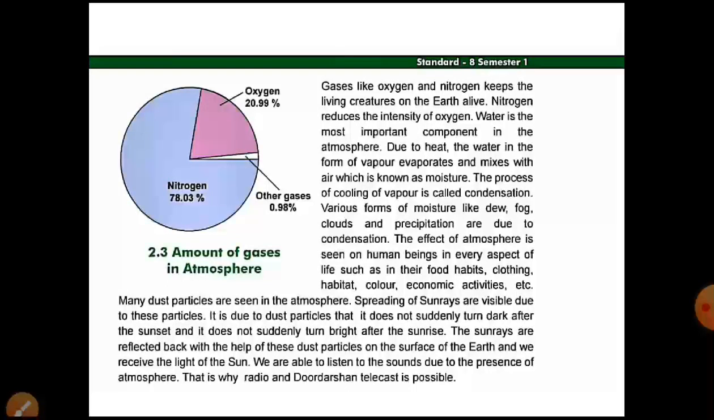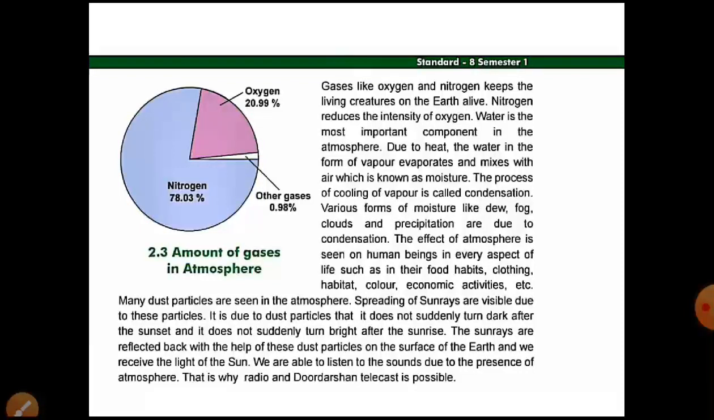Various forms of moisture like dew, fog, clouds and precipitation are due to condensation. In condensation we can see many different forms of moisture like dew, fog, and clouds. The effects of the atmosphere are seen on human beings in every aspect of life, such as their food habits, clothing, habitat, color, economic activities, etc. So we can see the atmosphere affects human beings totally.